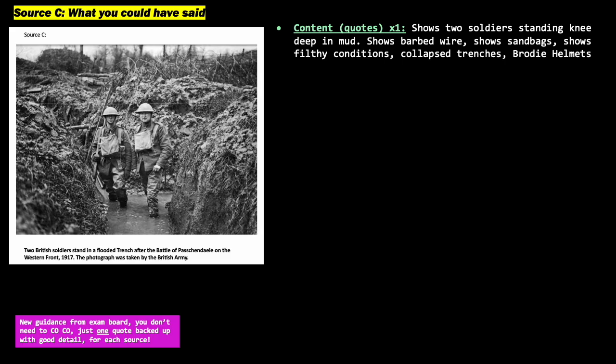So source C shows 2 soldiers standing knee-deep in mud. It also shows some barbed wire, it shows the sandbags, and it shows the filthy conditions and the collapsed trenches, as well as the Brodie helmets.